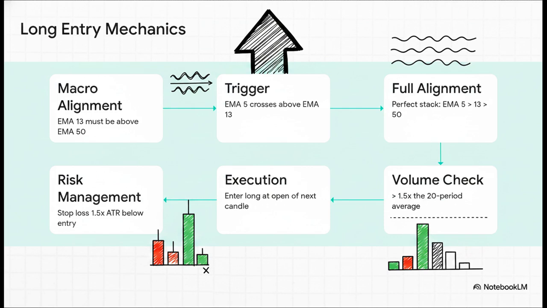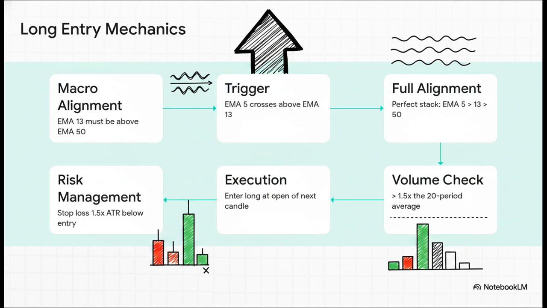Next, you wait for your trigger, the EMA 5 crossing above the 13. At the exact moment of that cross, you demand perfect visual stacking. The EMA 5 has to be above the 13, and the 13 has to be above the 50. Then run a volume check. We want to see the signal candle's volume sitting at least 1.5 times higher than the 20-period average.